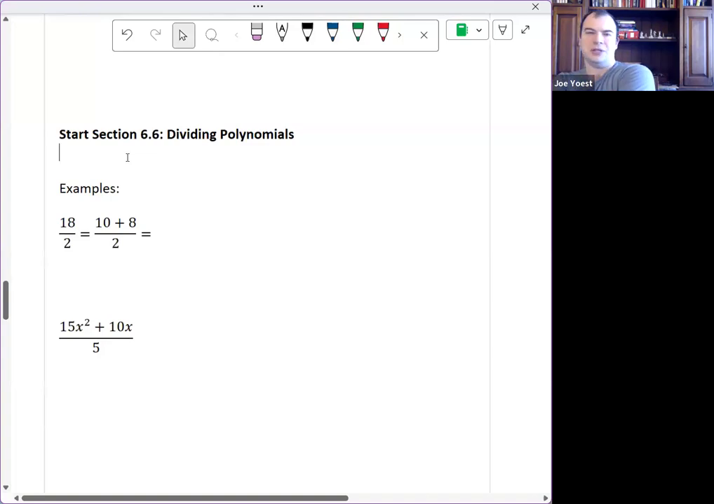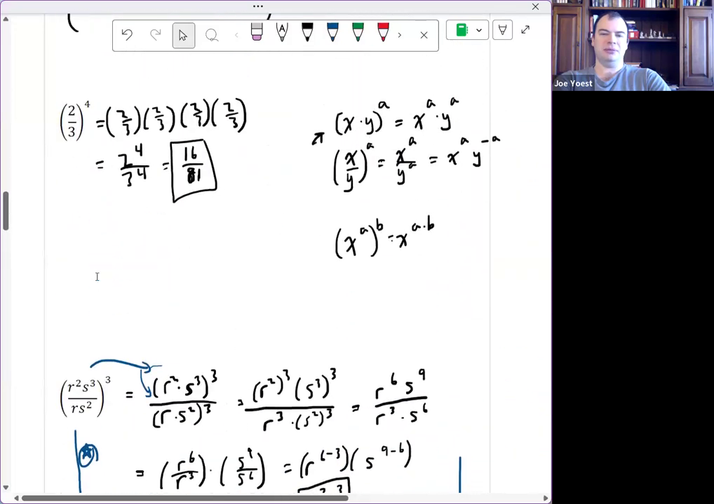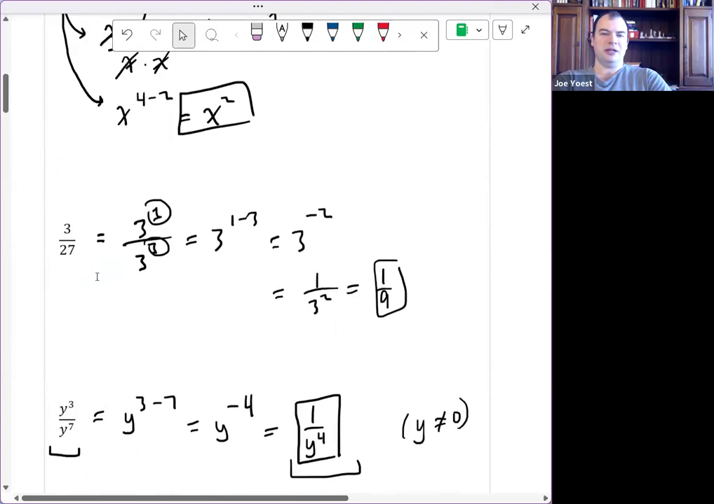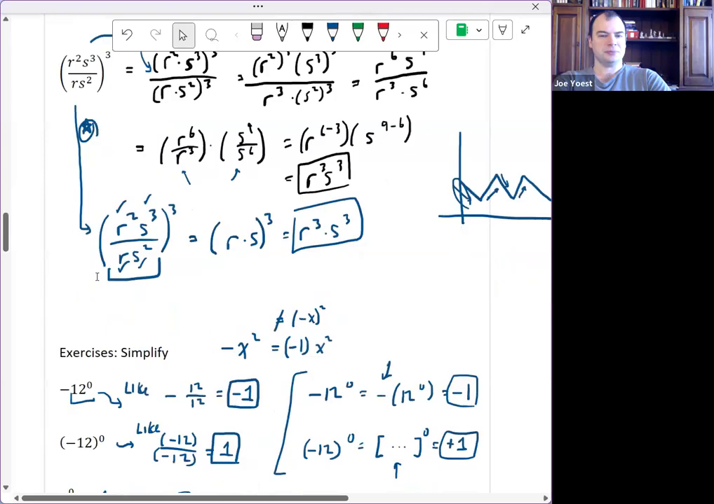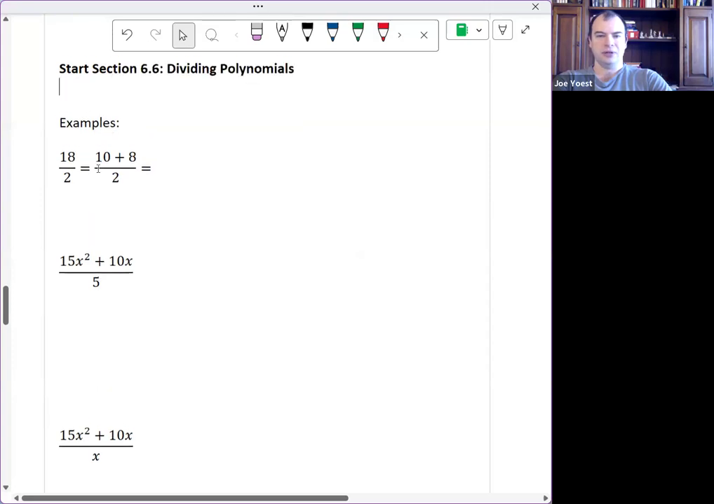Okay, now let's start in the 6.6 dividing polynomials. So everything we looked at up here was monomial divided by monomial, single term divided by single term. Roughly speaking, we didn't see any pluses or minuses in the numerators and denominators. But here we're looking at examples where we might have more than one term in the numerator, or maybe even later on, what if we have more than one term in the denominator? Okay, let's take kind of a silly example to start with, just to illustrate the idea.